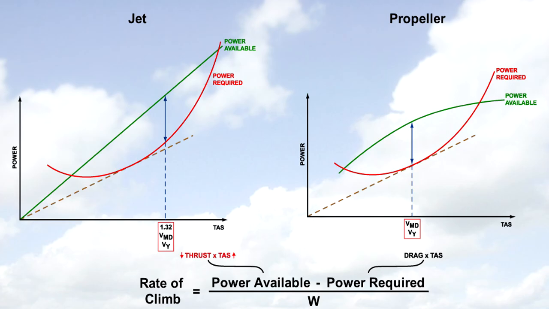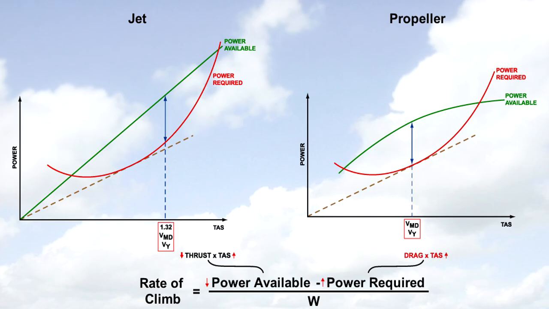Decreased density will decrease the thrust, but it will also increase the true airspeed. The overall effect is that the thrust loss is more than the true airspeed gain, meaning overall that the power available decreases. Looking at power required, decreased density will increase the true airspeed, but will have no effect on the drag. Therefore, the power required will increase.